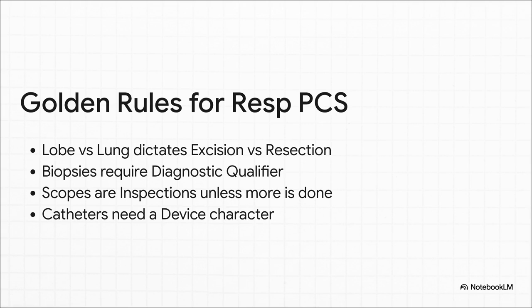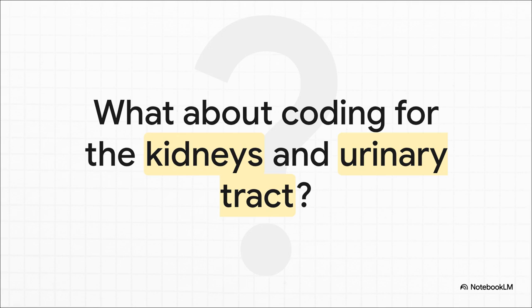3. Scopes are just inspections, unless the doctor actually cuts, drains, or extracts something while they're there. And 4. Whenever a drainage procedure leaves a catheter in place like a chest tube, you've got to capture that with a device character in position 6. Got it? Awesome. We have successfully conquered the chest and the respiratory system today, and you should feel incredibly proud of the complex logic you've just mastered.